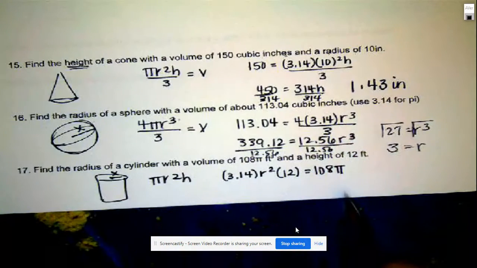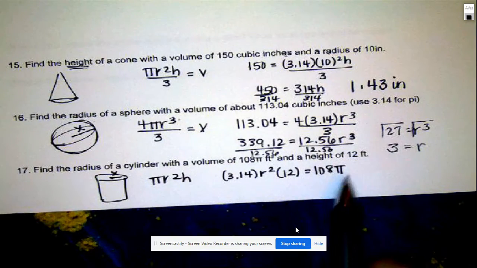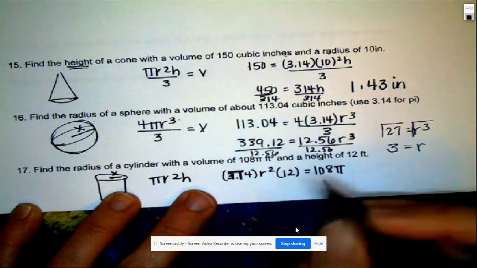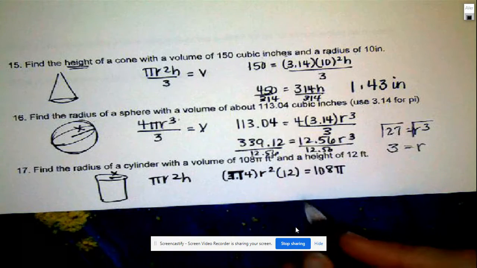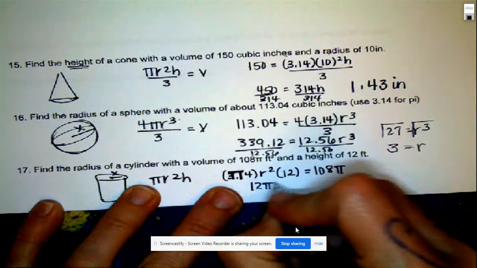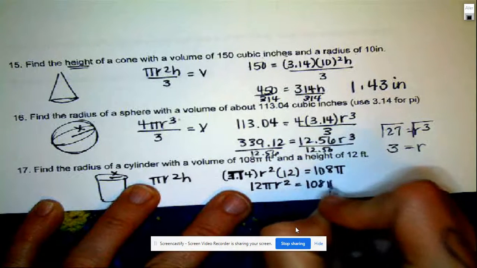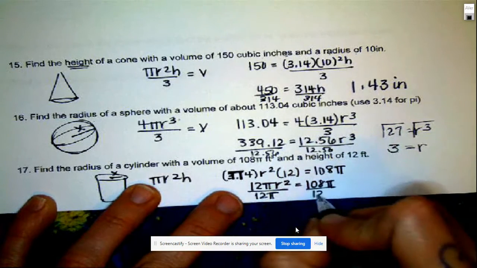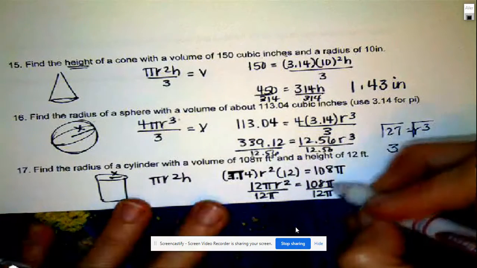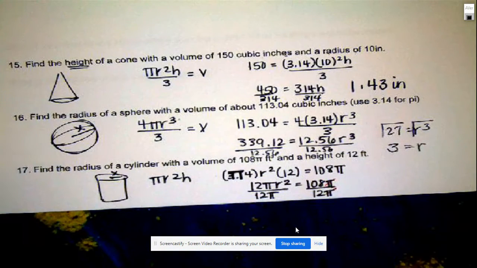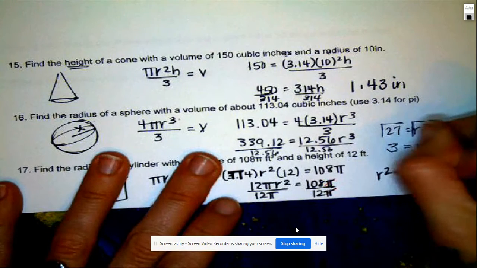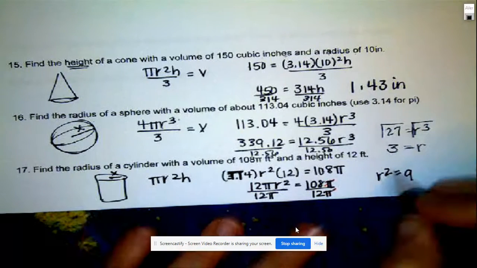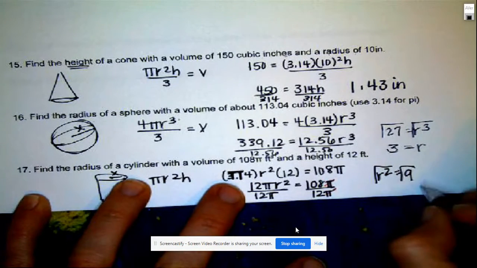Now, because it is in terms of pi, that means we're not going to use 3.14. We're going to go back and just change this to the symbol pi, because it'll get rid of itself when we divide. So this is basically 12 pi r squared equals 108 pi. So the two things attached to your r squared are 12 pi. If I divide both sides by 12 pi, that's going to make both of these pi's go away. And so r squared is going to equal 108 divided by 12, which is 9. To get the squared off that r, we're going to take the square root. And our radius, again, is 3.